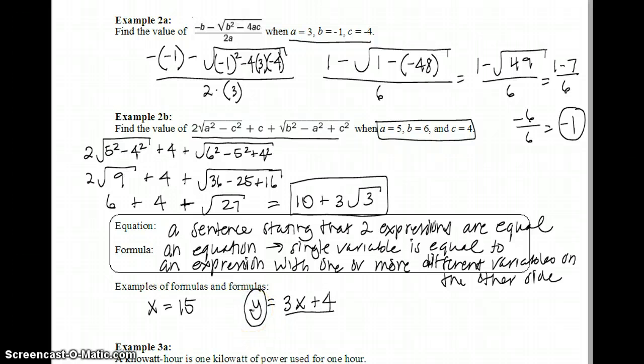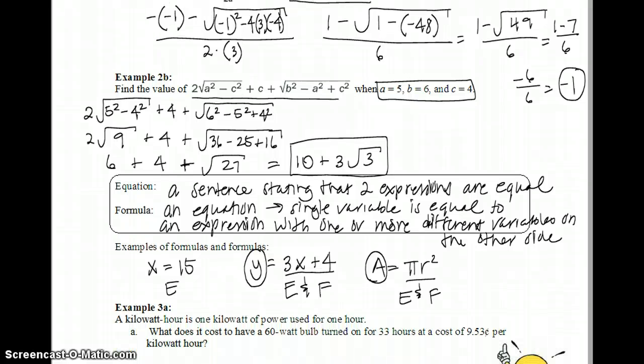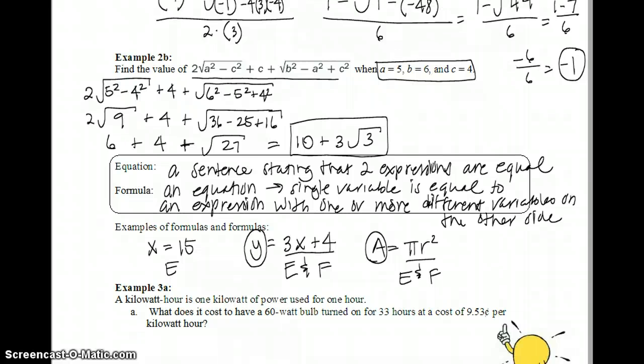So that's a formula. Another example of a formula would be area equals pi r squared. Here is your single variable on one side, and you have one or more different variables on the other side. Both of these, I want you to notice, are also equations as well, because it's a sentence stating that two expressions are equal. So this one's an equation and a formula. This one's an equation and a formula. However, this first one that I wrote was only an equation, not a formula. Let's do two examples working with what we just talked about.